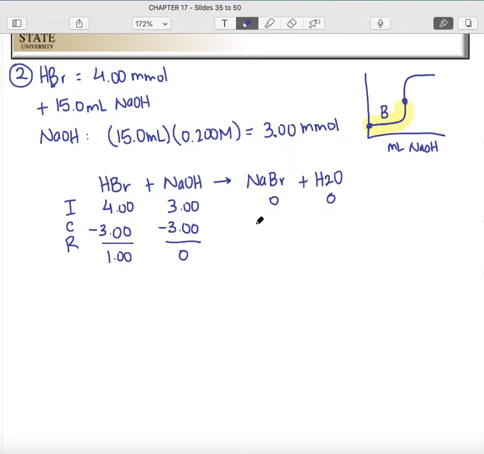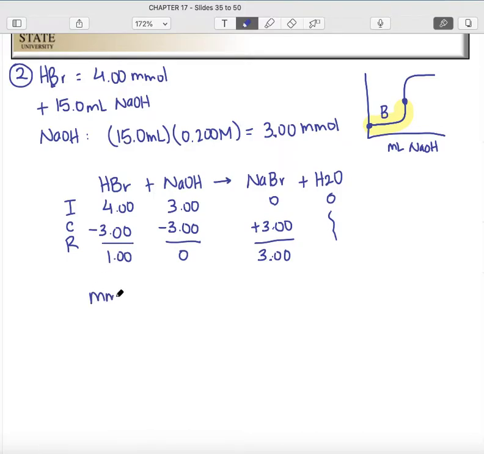And the change also happens for the products, although we don't really care because the products do not affect the pH. We have a neutral salt and we have water, which, as we know, we don't include in any kind of calculation. So in the end, this is the number of moles that you have, but the sodium bromide does not have any effect. So what we cared about was the number of moles of HBr that remained. This is the millimoles of HBr in excess.